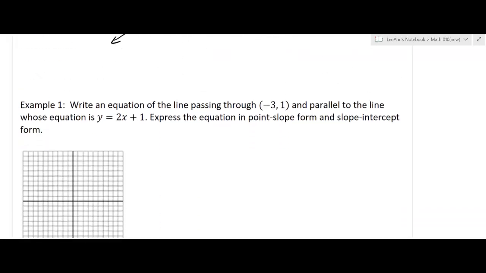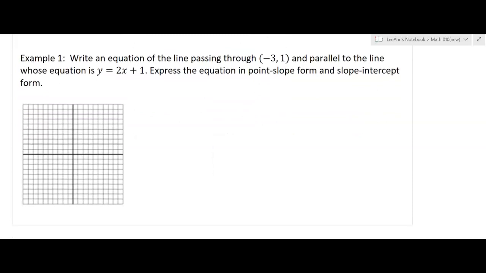Okay, so one of the things they often ask us to do is come up with an equation of a line that's parallel to another line. So here it says write an equation of the line passing through (-3, 1) and parallel to the line y equals 2x plus 1. Express the equation in point slope form and slope intercept form. So I wanted to show you what they're talking about because sometimes it's a little confusing.